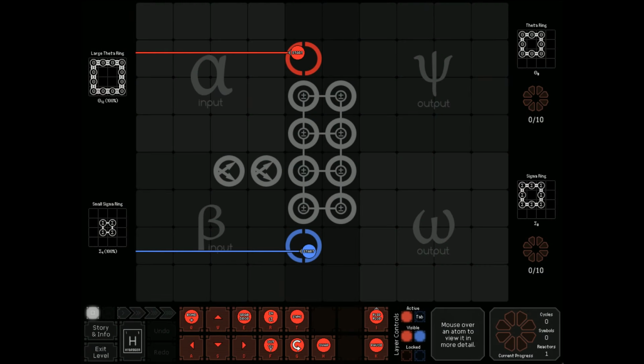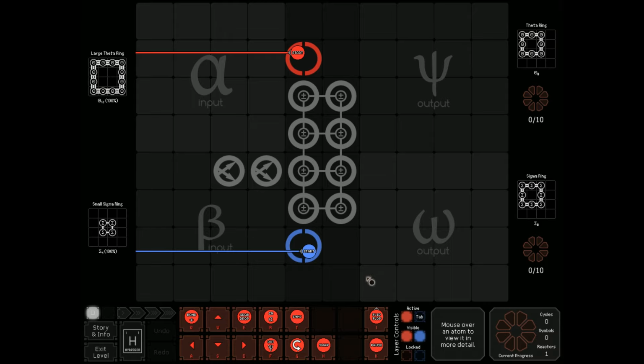Welcome to the solutions video for the first round in the 2019 SpaceChem tournament. For this puzzle, Normalization, the goal is to produce rings of 8 atoms connected by double bonds, using input rings of 12 atoms triple bonded and 4 atoms single bonded respectively. The scoring criteria was to use the fewest symbols.